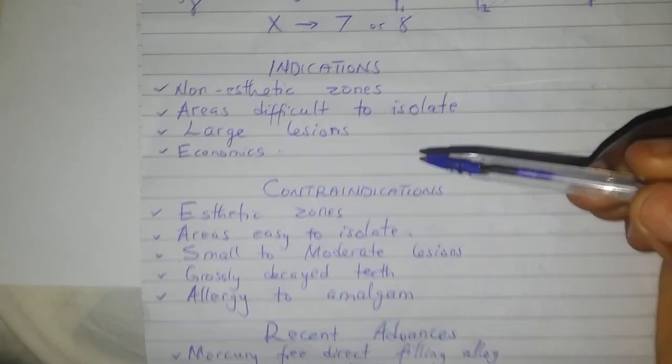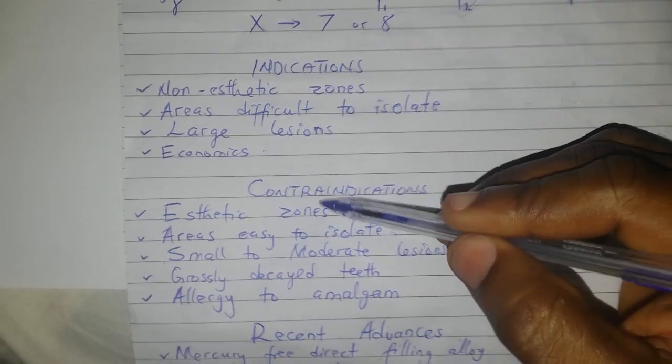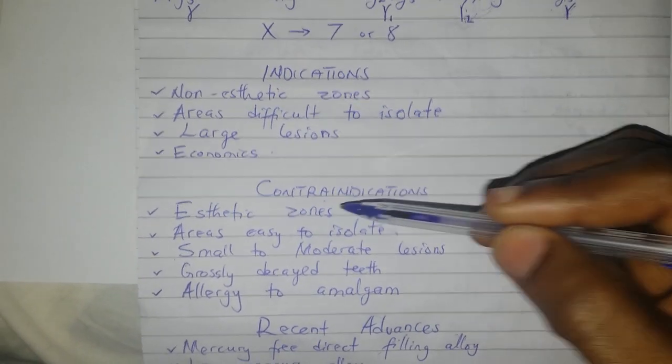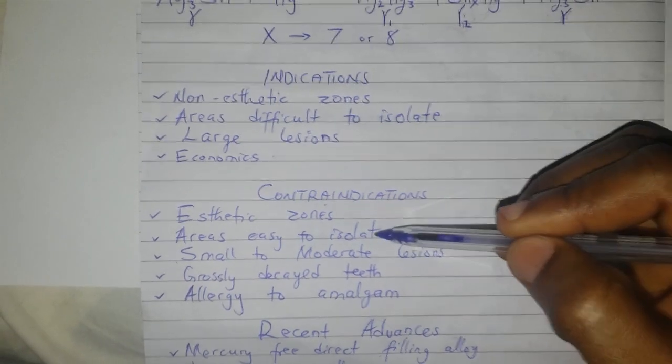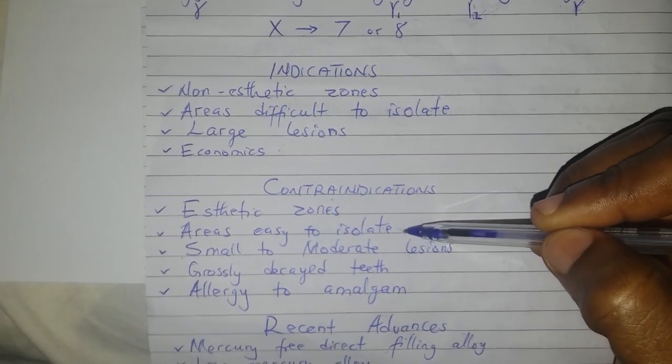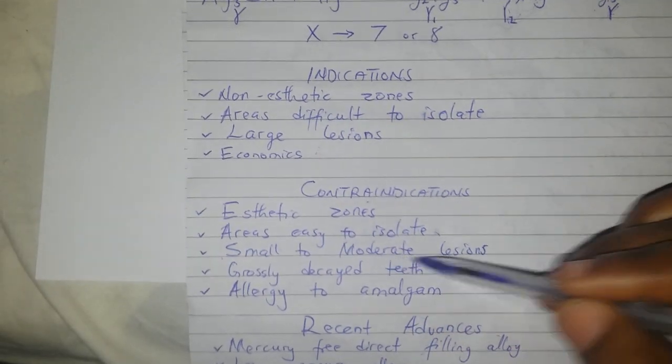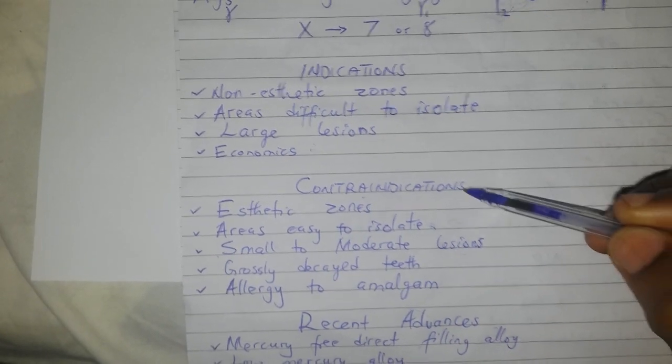Contraindications. When do we not use dental amalgam? Like I mentioned earlier, aesthetic zones. We do not want dental amalgam anywhere near the anterior teeth. Areas easy to isolate. It's an area easy to work on, so why go for amalgam? Small to moderate lesions. So why is this a contraindication?